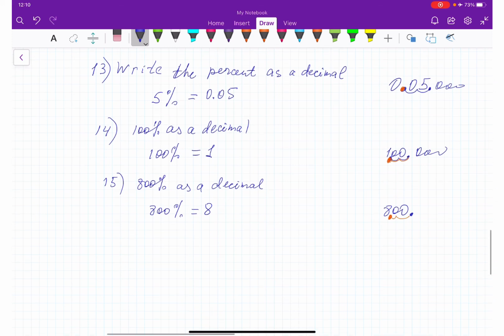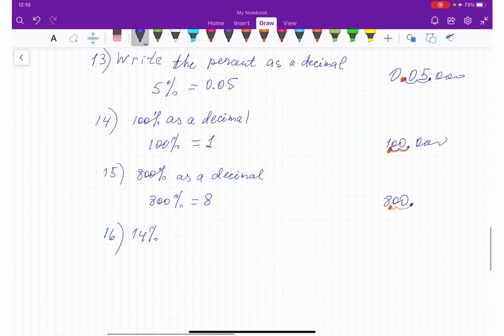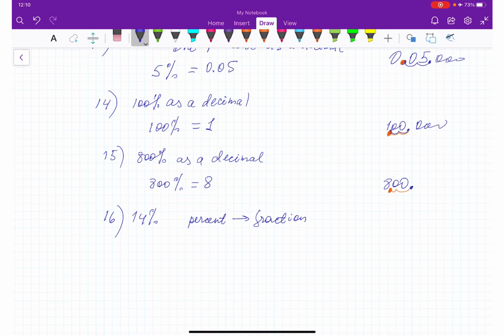Now vice versa, now let's go the different direction. We are given 14%, and we need to convert percent to fraction. Percent to simple fraction. So what do we have to do? First of all, remember what I said, percentage is working only with decimal. So 14% is going to be 0.14, right? That's the decimal notation, moved by two positions.